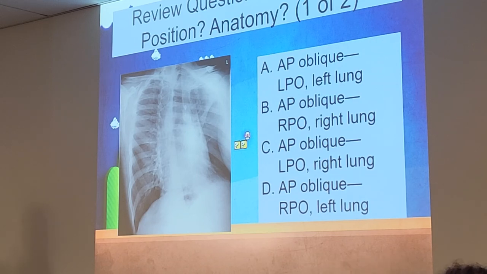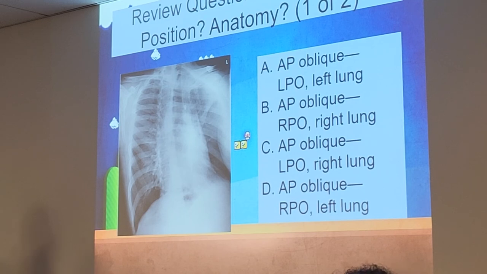Oblique. So we have to think about the side down. What are we marking? We're marking the side down. We know the left side's down, so that's our first clue. But then we see the left lung's also stretched out. Which oblique stretches out the side down? The LPO. So we have AP oblique, LPO, left lung.